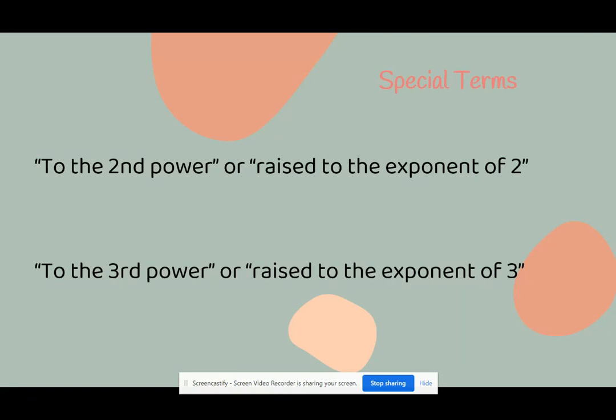There are 2 special terms that you guys have heard, but we're just going to repeat it. Whenever someone says to the 2nd power or raised to the exponent of 2, the special word in that case is just squared. So an example would be m squared. Instead of saying m to the power of 2, you would just say m squared.